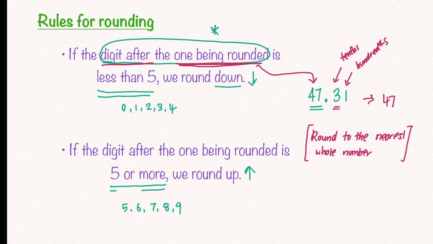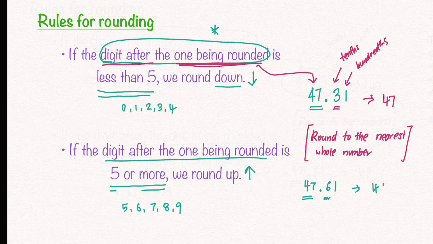But let's say we have another number close to 47, and this time it is 47 and 61 hundredths. Then we're rounding to the whole number, so we want to see whether it's a 47 or whether it's a 48. We're looking at the digit after the one being rounded, and that is the 6 in this case. And we know that it fits into the category where it is 5 or more, so we need to round up. So the 47 needs to be rounded up to 48.